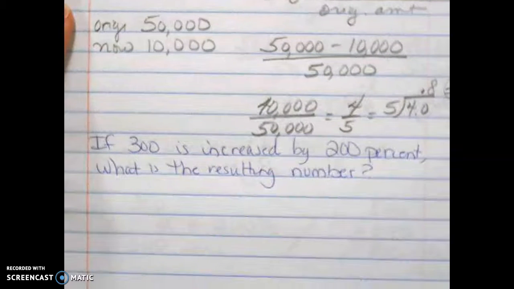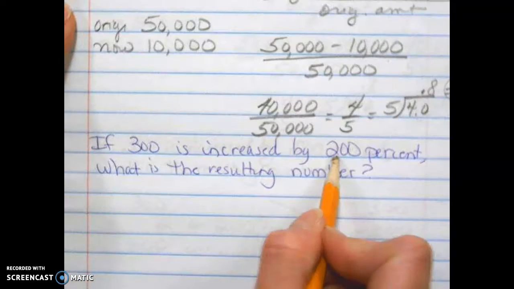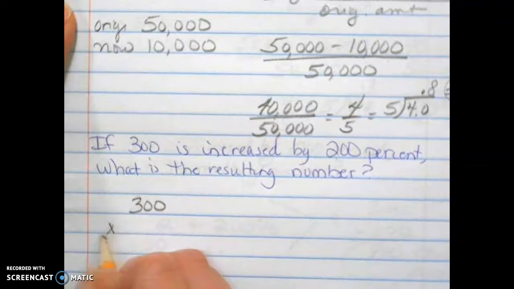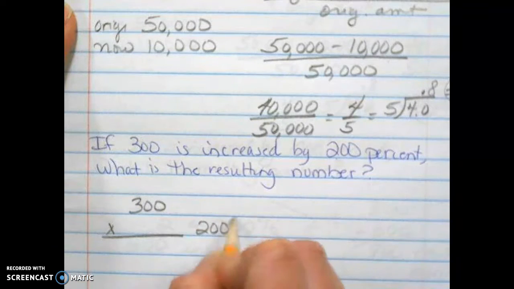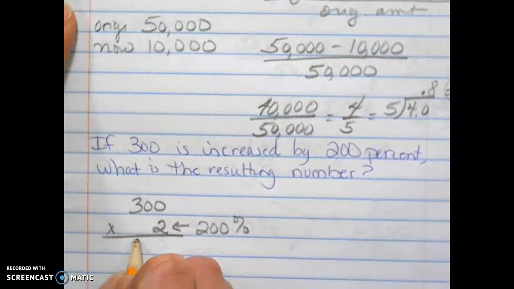Okay, our next example, we have 300 is increased by 200%. What is the resulting number? So we're going to figure out what is 300 of 200%. So we start off by multiplying 300 by 200%, and remember that 200% changes to 2.